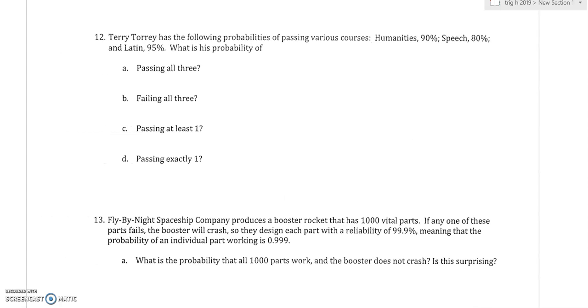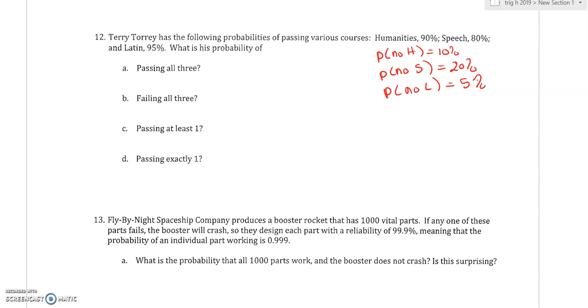Okay, so it says the probability of passing humanities is 0.90, or 90%. So the probability of not passing humanities must be 10%. The probability of passing speech is 80%, so the probability of not passing speech must be 20%. And the probability of passing Latin is 95%, so the probability of not passing Latin must be 5%.